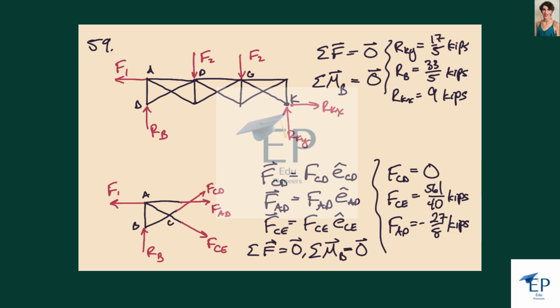And it turns out that FCD is 0, FCE is 561 over 40, and FAD is minus 27 over 8 kips. So let's see here, AD, this is in compression up here, and that makes sense. CE down here is in tension, that makes sense, because this thing is going to want to bend like this. So the upper one should be in compression and the lower ones should be in tension.